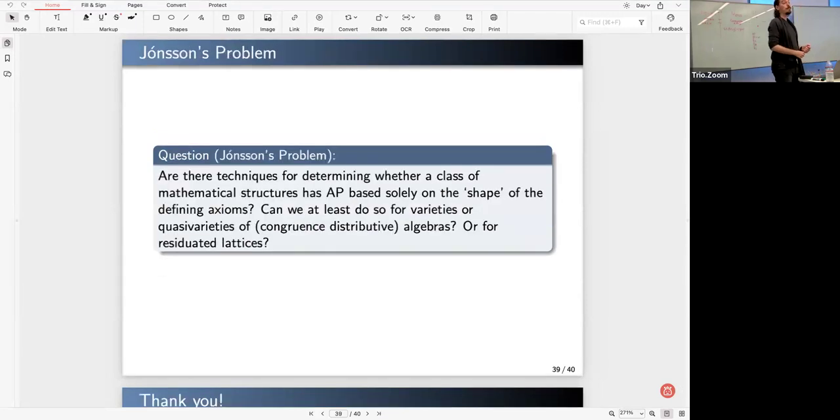And I'd like to just end with perhaps the biggest problem in this theory. Sometimes people in amalgamation call this Janssen's problem. And I've phrased it here kind of for substructural logics. But Janssen's problem, posed by Bernie Janssen, more or less asks the following. Are there techniques for determining whether a class of mathematical structures has the amalgamation property based solely on the shape of the axioms that define the class? In other words, could I look at axioms like this, perhaps with some other axioms for the variety, and simply decide based on the form of these axioms that yes, we have an amalgamation property? Something like a Maltsev theory for amalgamation.